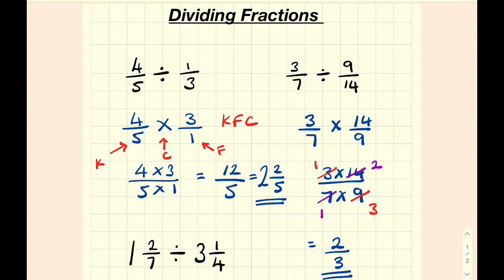You didn't have to cancel first, you could have just done 3 times 14 and then 7 times 9 and then cancelled right at the end.